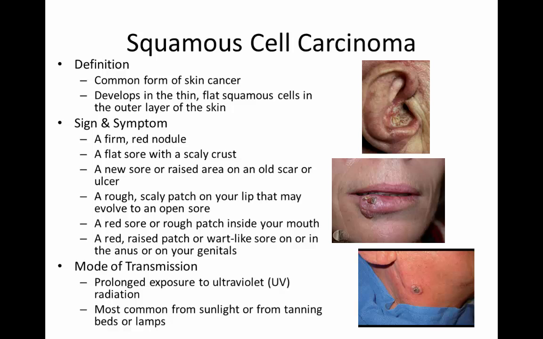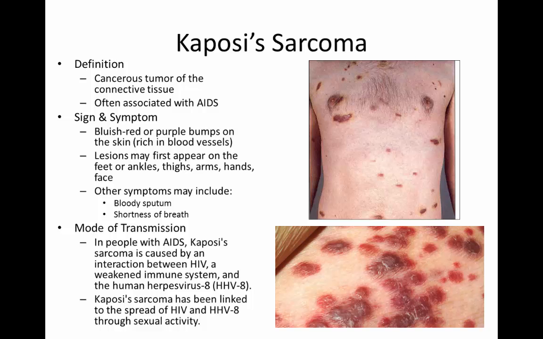The mode of transmission is prolonged exposure to UV or ultraviolet radiation, most commonly from sunlight or tanning beds or lamps. Kaposi sarcoma is a cancerous tumor on the connective tissue. It is often associated with AIDS.